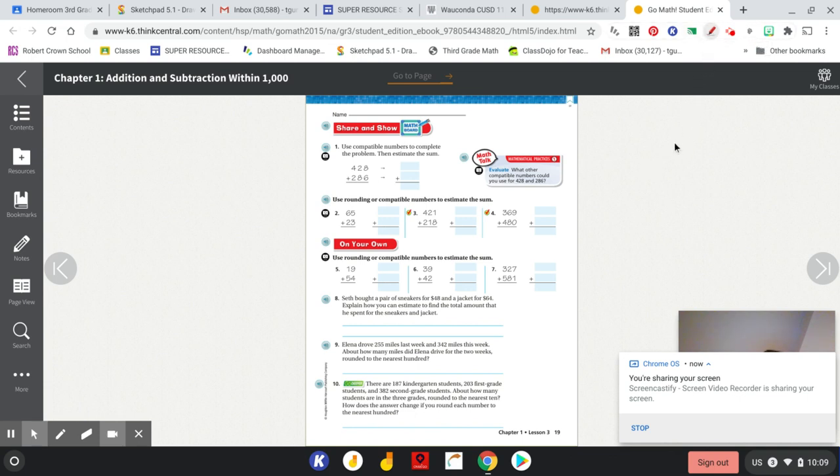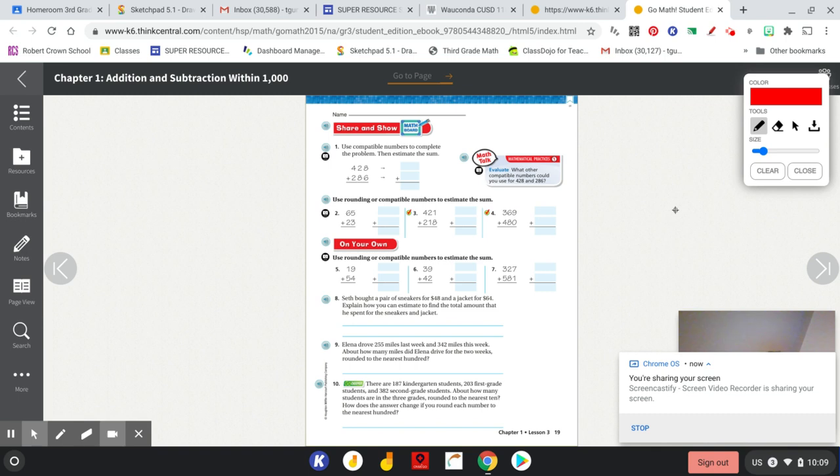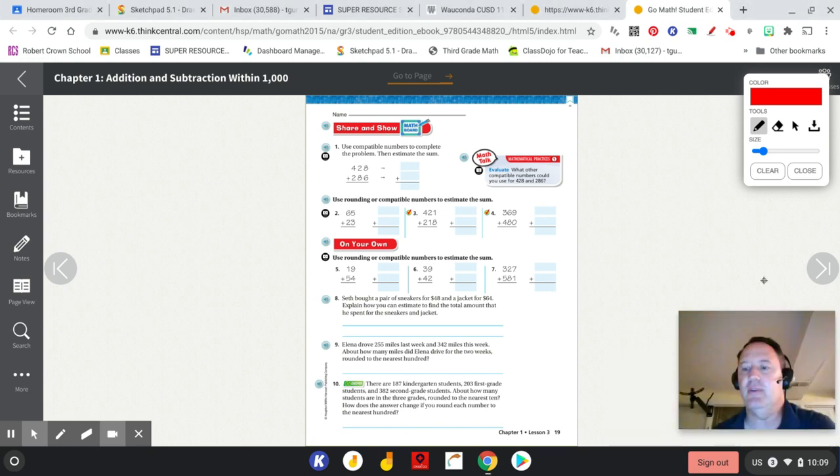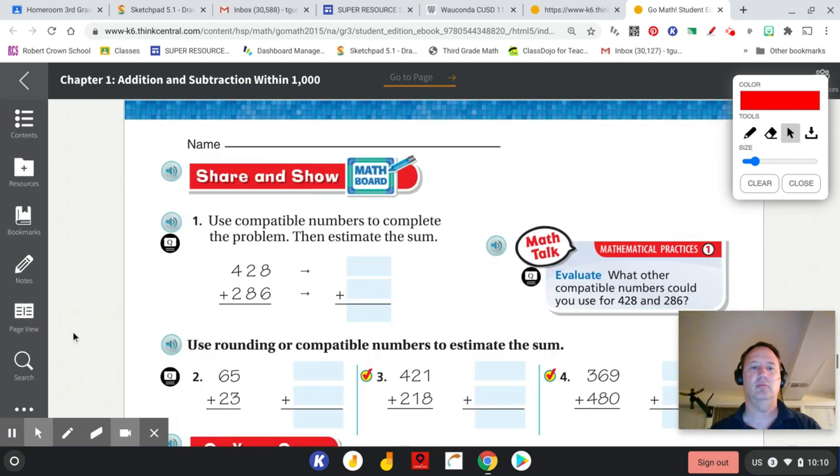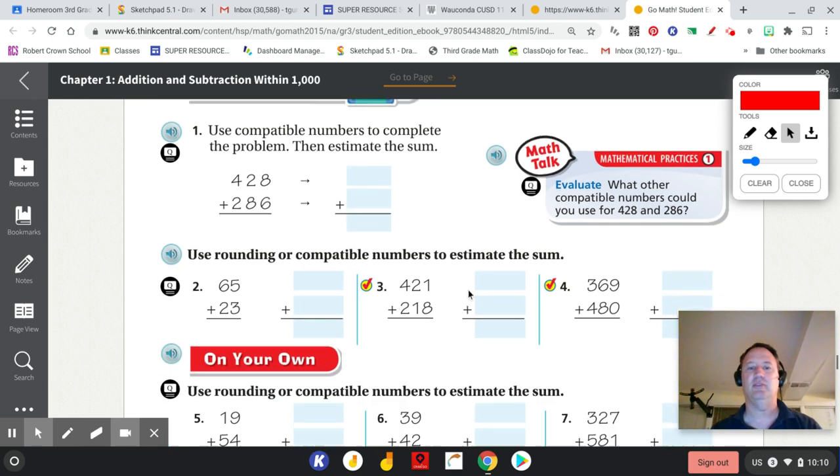Okay, hi there, everybody. We're on page 19 in our book, and what we're going to do is go through this by using rounding. We're not going to use the compatible numbers, so we're going to just use rounding. And let me see if I can make this bigger. Okay, that looks pretty good.